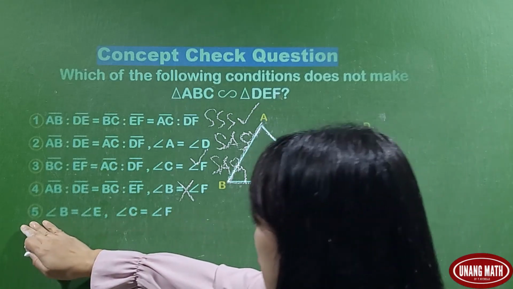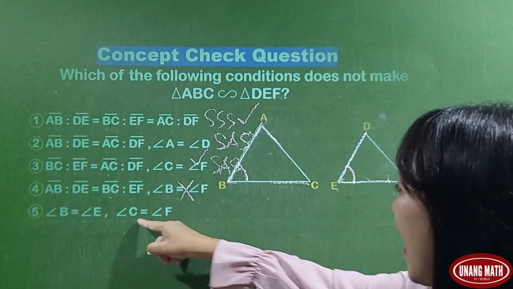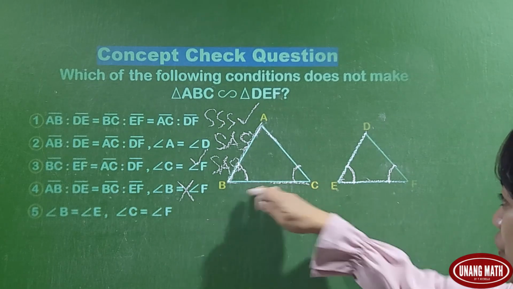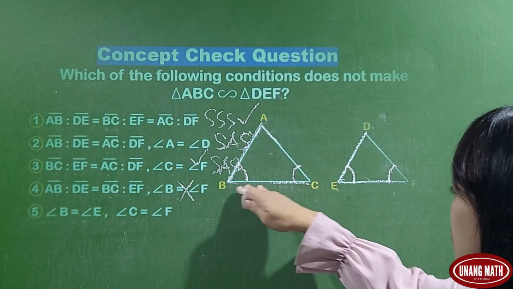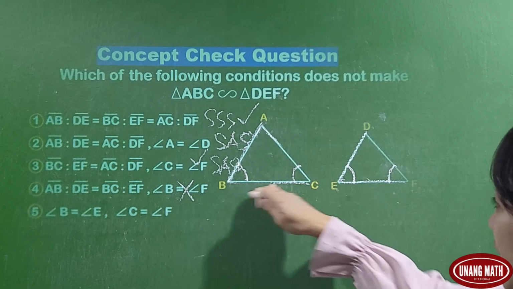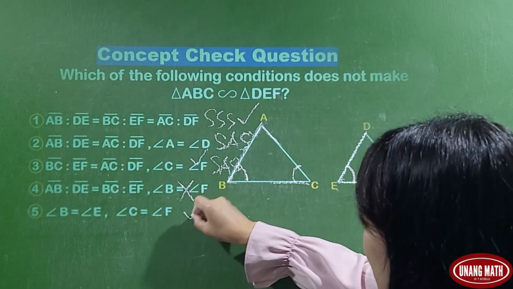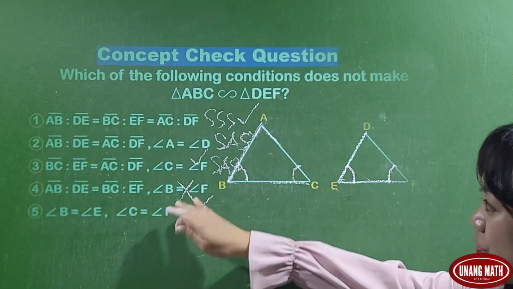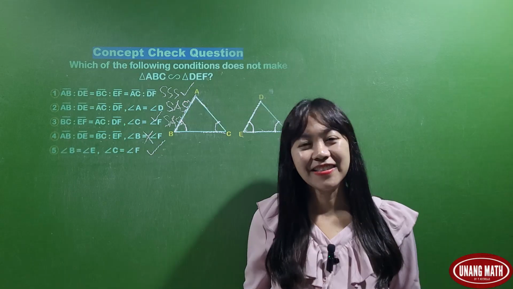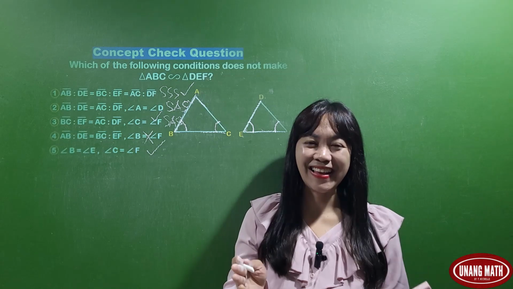Okay, what about the last option? Angle B is equal to angle E. Angle C is equal to angle F. So, they call this one the measures of two corresponding angles. Two pairs of corresponding angles are equal in measure. Then these two triangles are similar figures. So, this is also a correct condition. So, the answer to this question is number 4. Okay, for the next episode, we will be solving more problems and questions related to this topic.